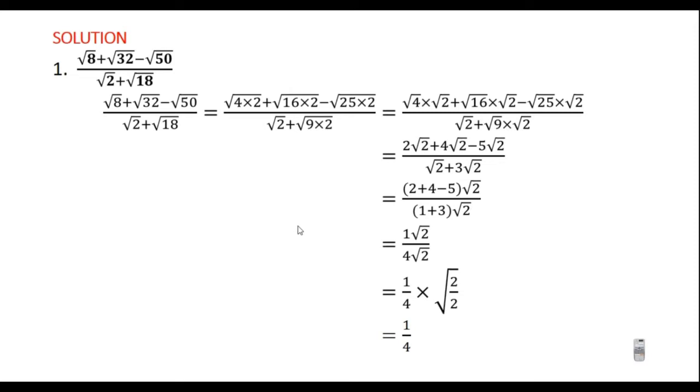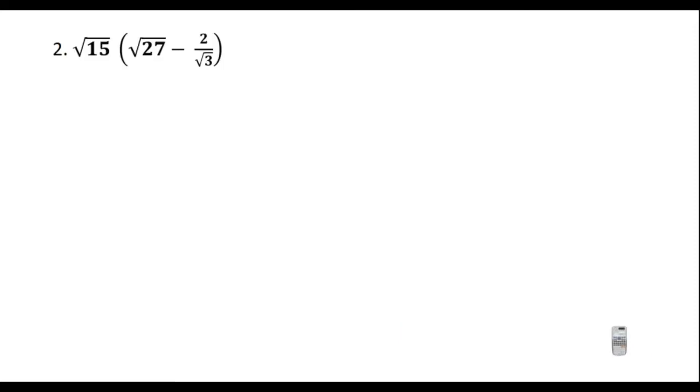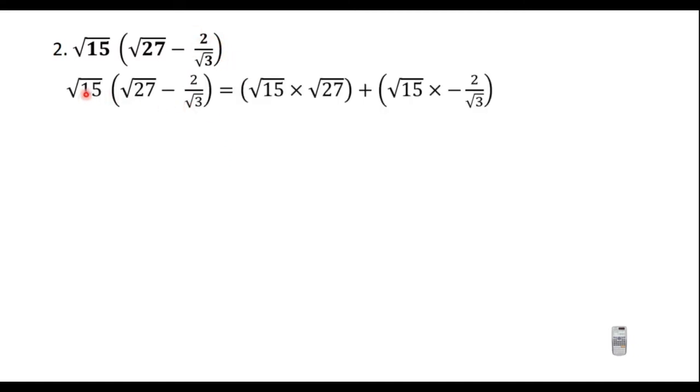Now let's move on to the next one. We have square root of 15 times square root of 27 minus 2 over square root of 3. So what you have to do now is to distribute what is outside the bracket over what is inside the bracket. So we have square root of 15 times square root of 27 in one bracket, then plus square root of 15 times negative 2 over root 3 as we have here.